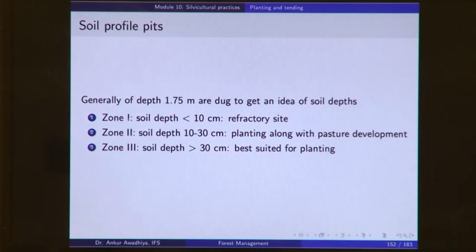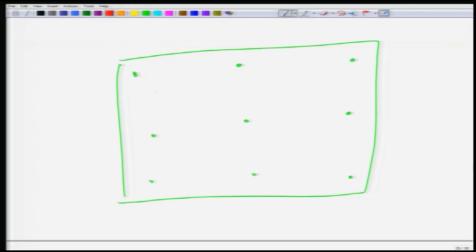So, when you were making these soil profile pits, then probably this only reached till 5 centimeters, this reached till 7 centimeters, this was say 30 centimeters, this one was 40 centimeters, this one was say 70 centimeters, this one let us say is 80 centimeters, and here let us say that this was 10 centimeters, 20 centimeters, 15 centimeters. So, when you get this data, you will be dividing this area into these 3 zones.